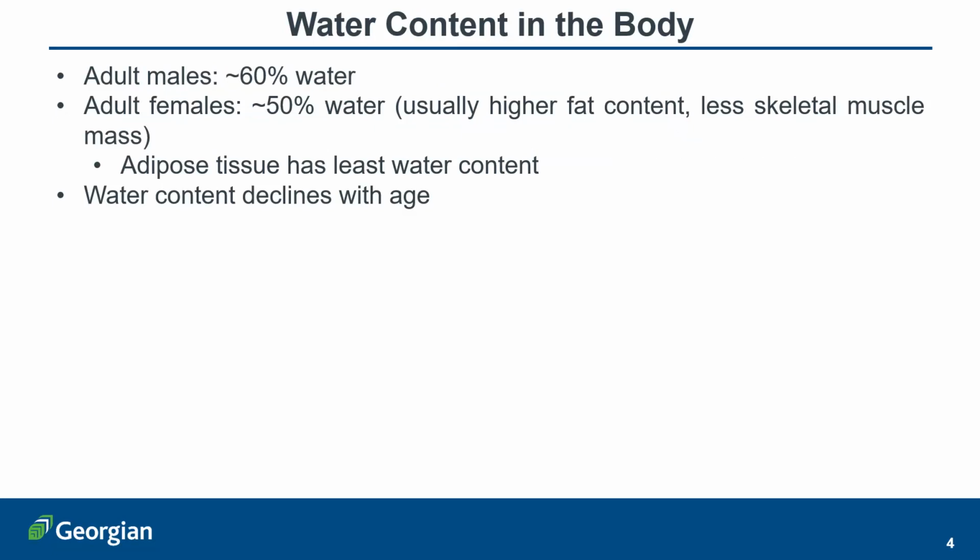In adult males, it's approximately 60% of your total body weight. In adult females, it's slightly less due to the typically higher fat content in females. Females usually, and this is just a generalization, have less skeletal muscle mass and consequently more adipose tissue. And adipose tissue has the least amount of water content. Consequently, females typically have a slightly lower water content relative to body weight. Also note that water content declines with age, usually due to the fact that there is less skeletal muscle mass.